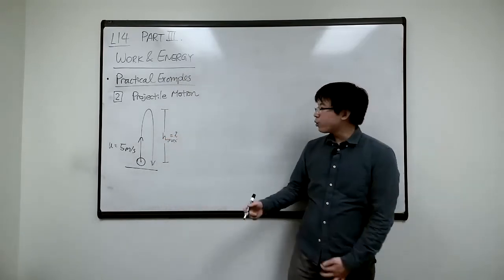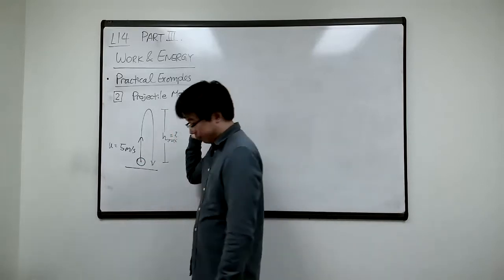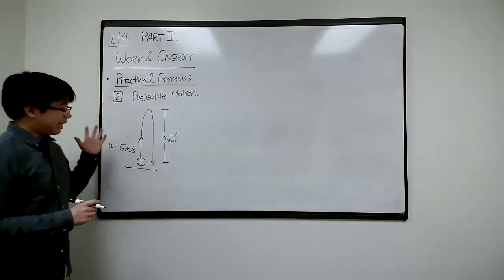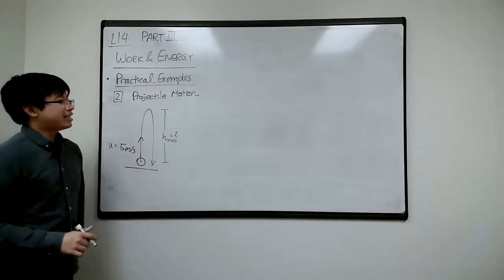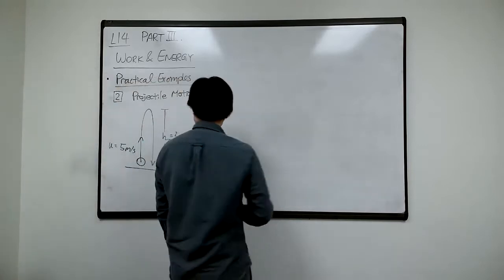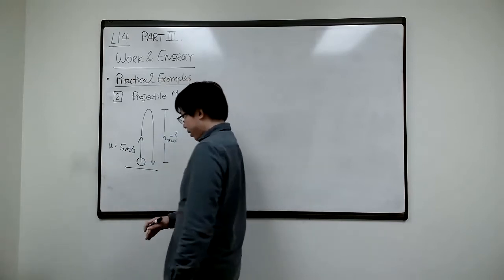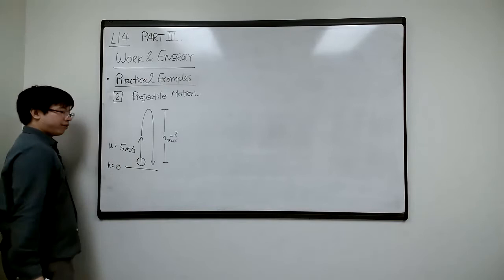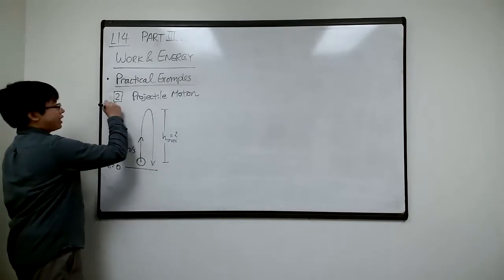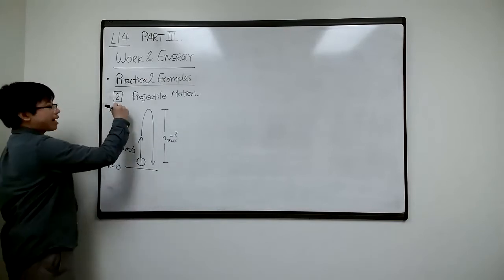So in the olden days, you would just brute force plug in the SUVAT variables and the kinematics equations, and you're done with it, right? But now let's see, can we analyze this? So again, what is a good place to set our height? I would say we'll set the height over here as 0, and over here the height would be h max.